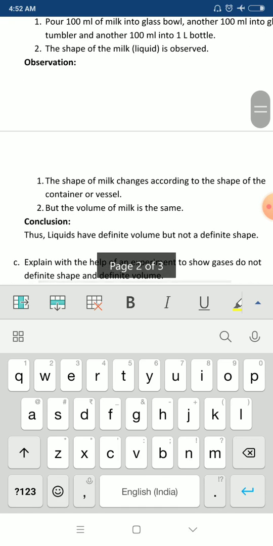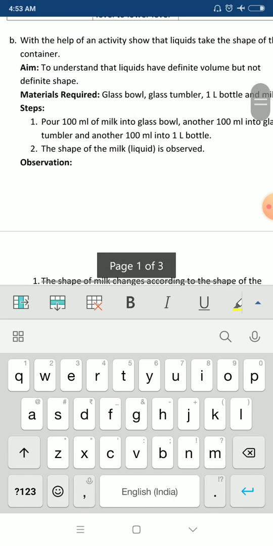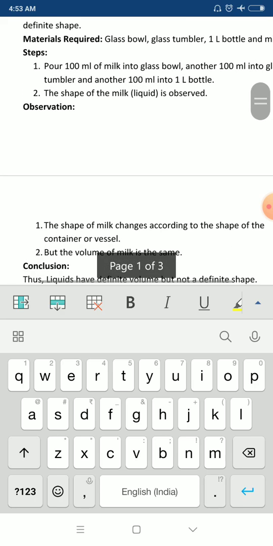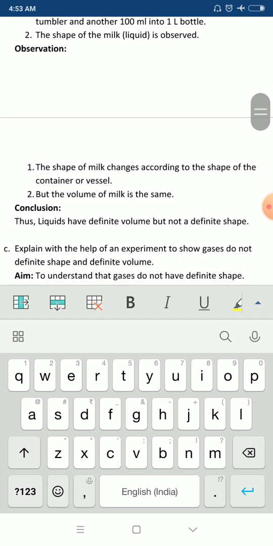The shape of the liquid, which is milk, changes according to the shape of the container, but the volume of the milk is the same. That is, we have taken only 100 ml for all the three containers. Here you have to draw a diagram of a bowl, one tumbler and one bottle, because this is a 5-mark detailed answer. You can draw your own shape of a glass bowl, one glass tumbler, and a bottle. Then finally we conclude that liquids have definite volume but they do not have a definite shape.